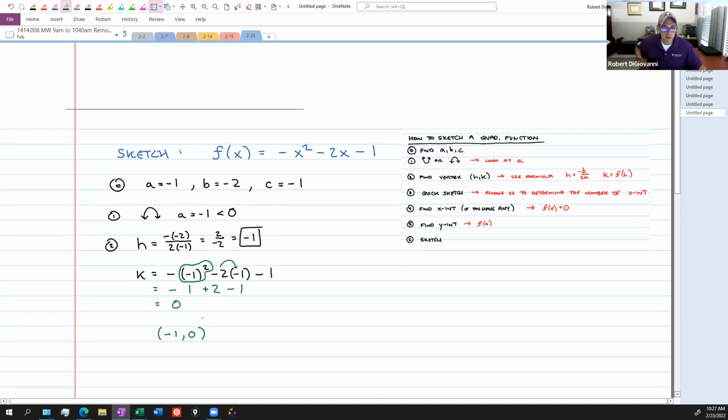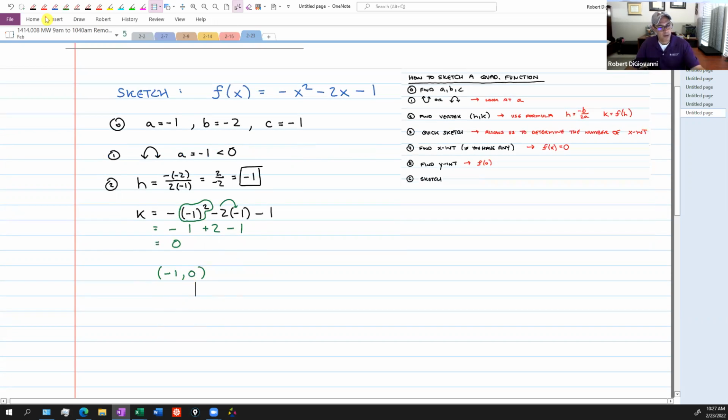Next step. What's next step? Quick sketch, right? So when I do my quick sketch, I go to my vertex, which means I just move to the left 1, right? That's it. I don't go up or down. I just move to the left 1, and that's where my vertex is. And then I need to draw a parabola that opens which way? Down. Good, Javier. Down, right?